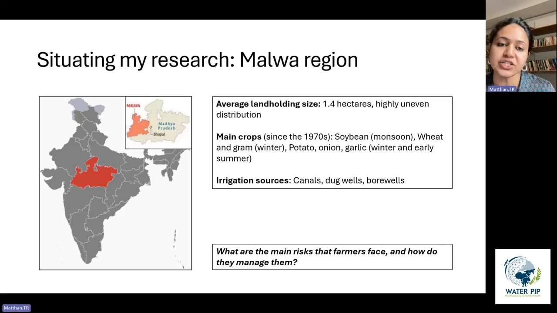And the irrigation sources that I'll talk about are primarily groundwater in the form of dug wells and bore wells, although certain parts of the region also have access to canals. So my main research question across my broader project is what are the main risks and uncertainties that farmers face and how do they manage them?